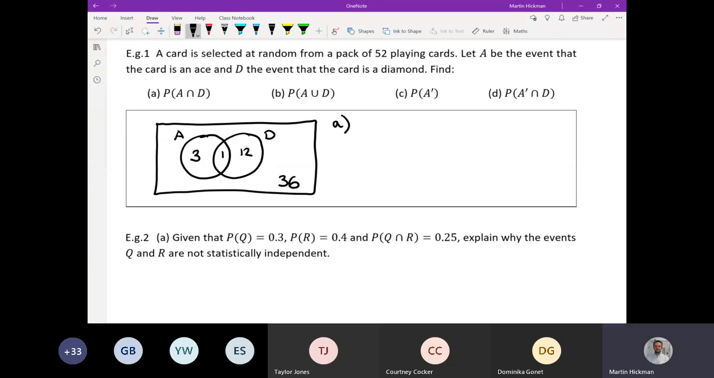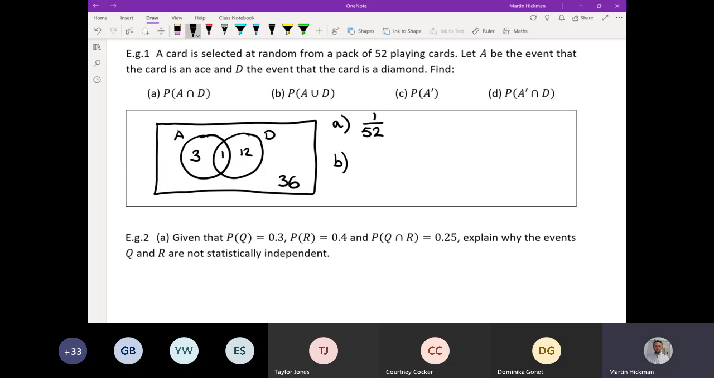So going through all these 4 questions here, the first one is the probability of A and D. That's A and D both happening at the same time. Well, that's just going to be 1 out of 52. There's only one way that event can happen out of 52 possible outcomes altogether.